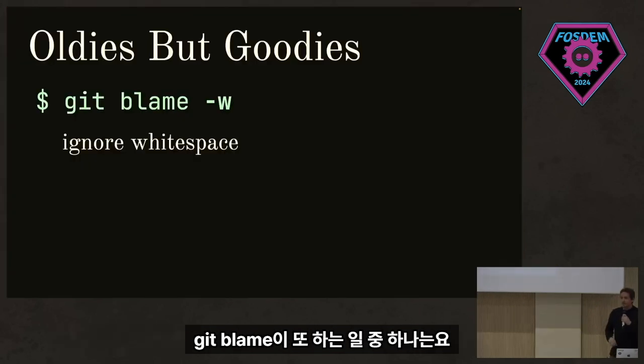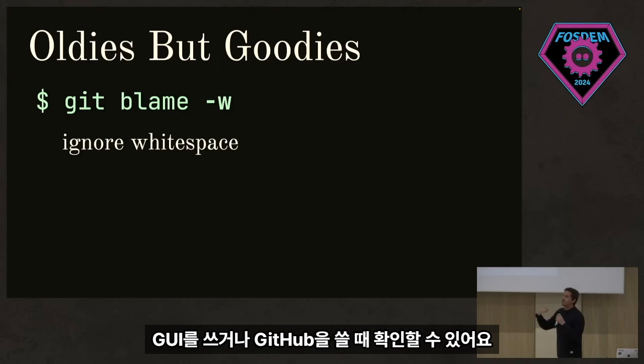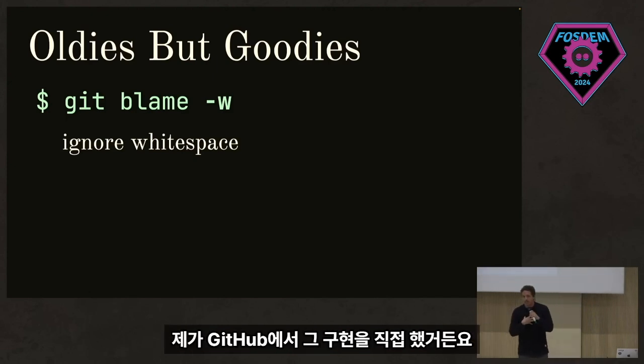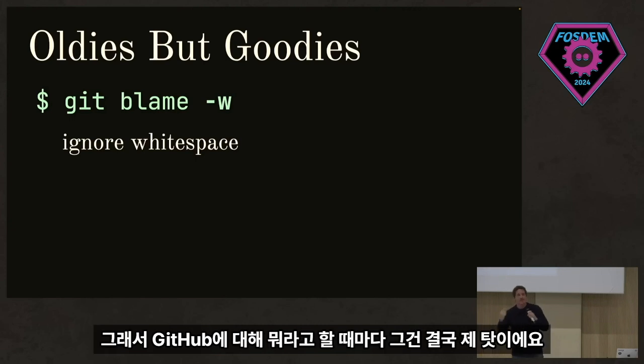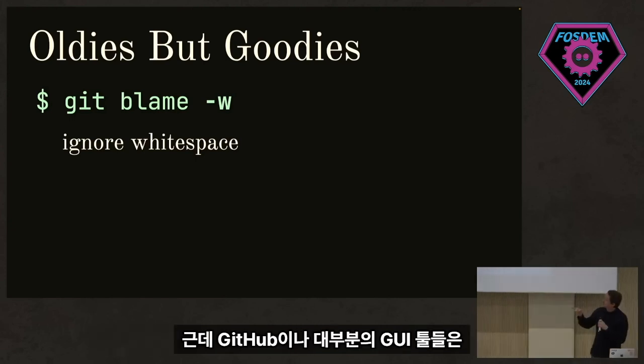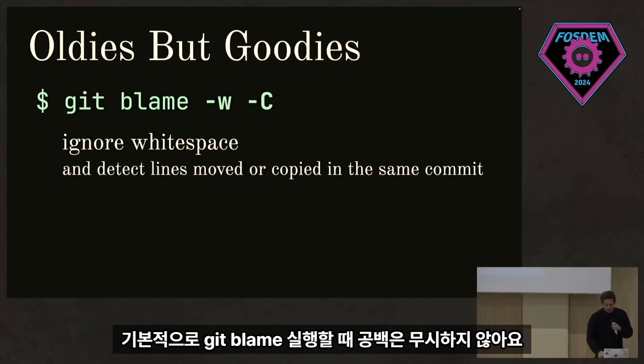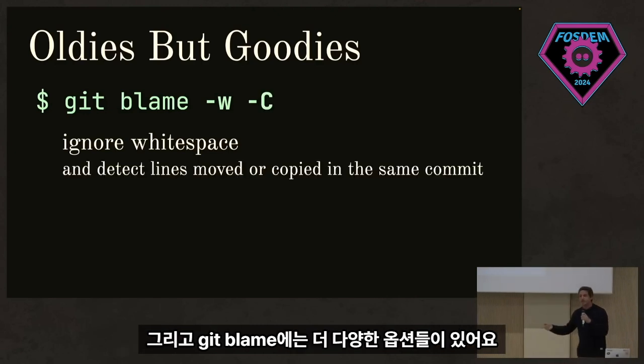The other stuff that git blame does, and if you use a GUI or if you use GitHub, and this is particularly embarrassing because I wrote this implementation at GitHub, so when I shit on GitHub for this, it is entirely on me. But GitHub and most of the GUIs don't ignore whitespace by default when they run git blame. And there's more options you can give git blame.